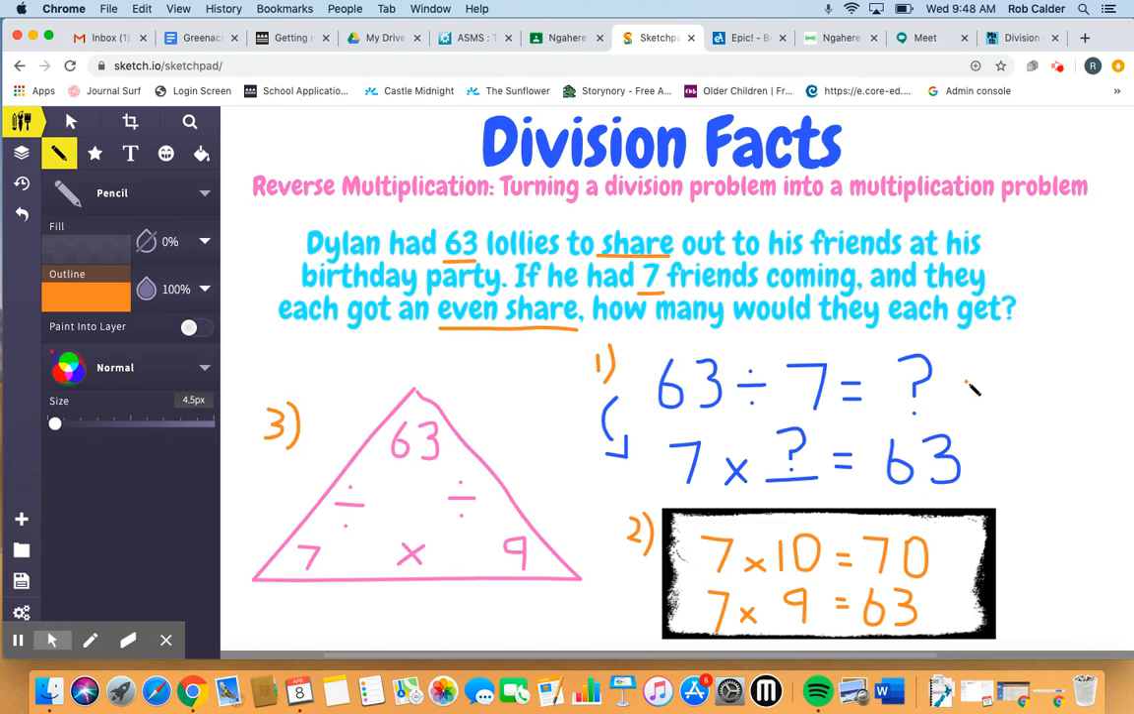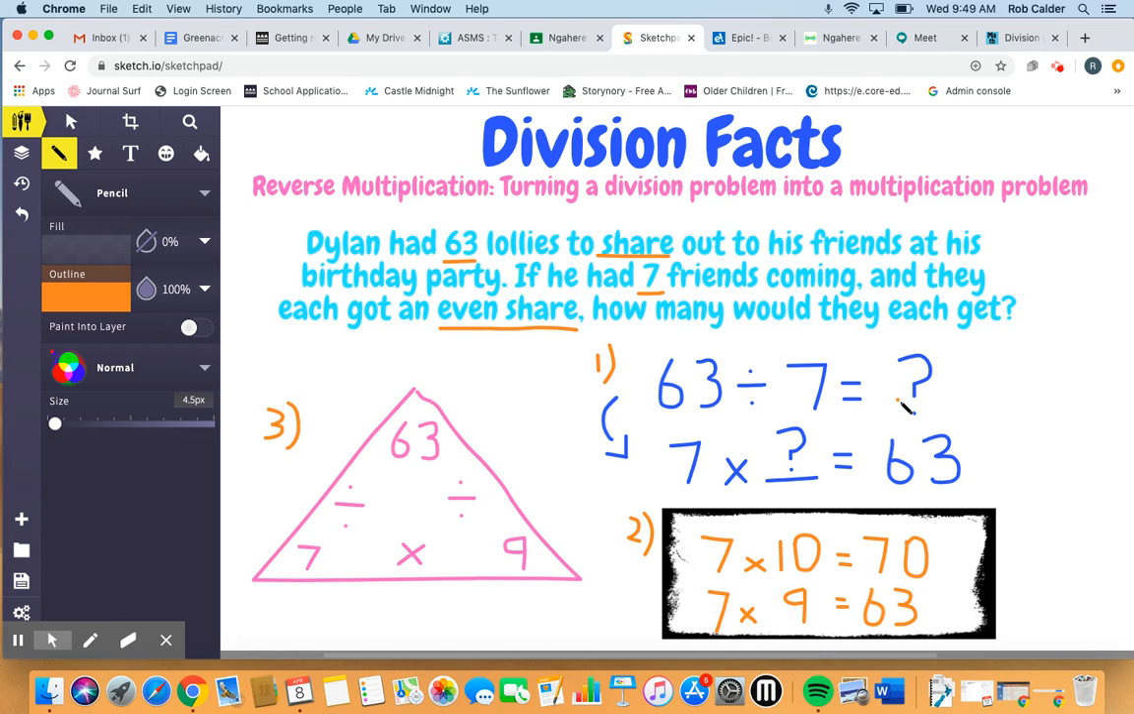Now, the first thing I need to do is I want to reverse it into a multiplication problem. So down here, I've done that. 7 times something is going to give me 63. Now, that question mark, that number that's represented by the question mark, which we're trying to work out, is going to be the same in both of those problems. So again, I've taken it and turned it into a multiplication instead.